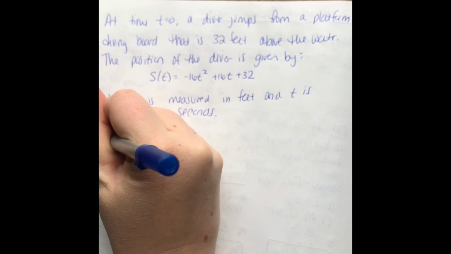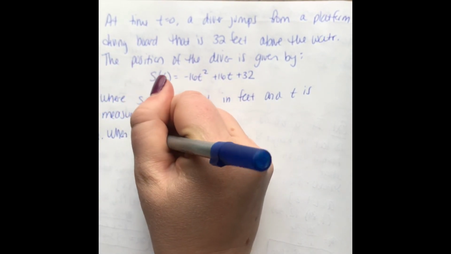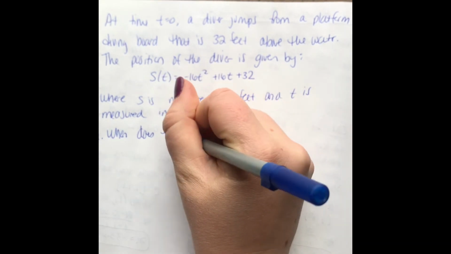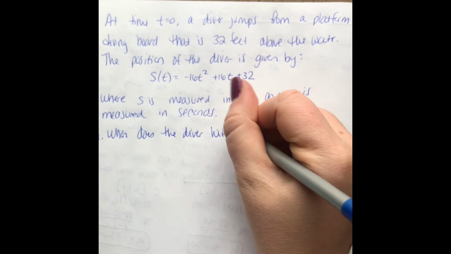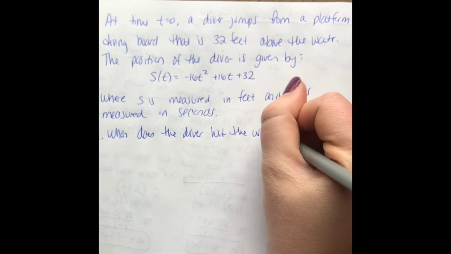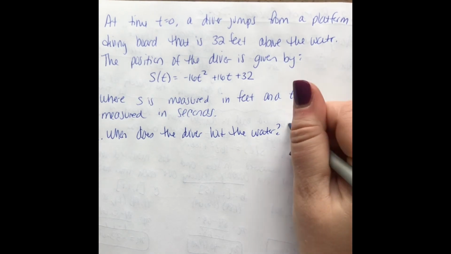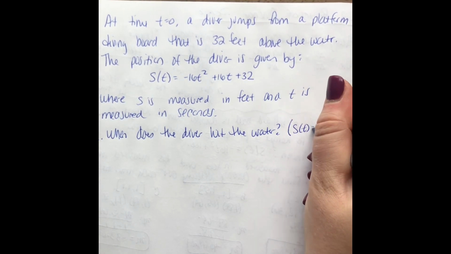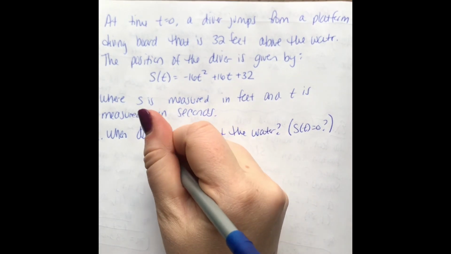So part A is asking, when does the diver hit the water? So if the diver is going to hit the water, the height is going to be 0, or s of t is equal to 0. That's really what this question is asking. When is the diver going to hit the water? When is the height going to be 0? So I'm going to plug 0 in for s of t.